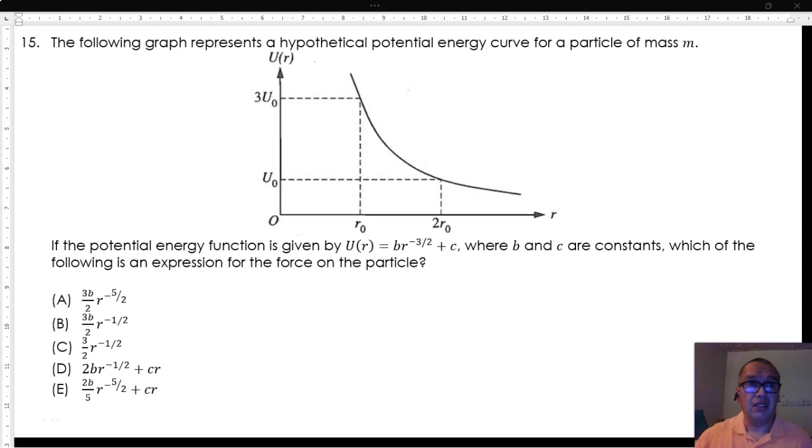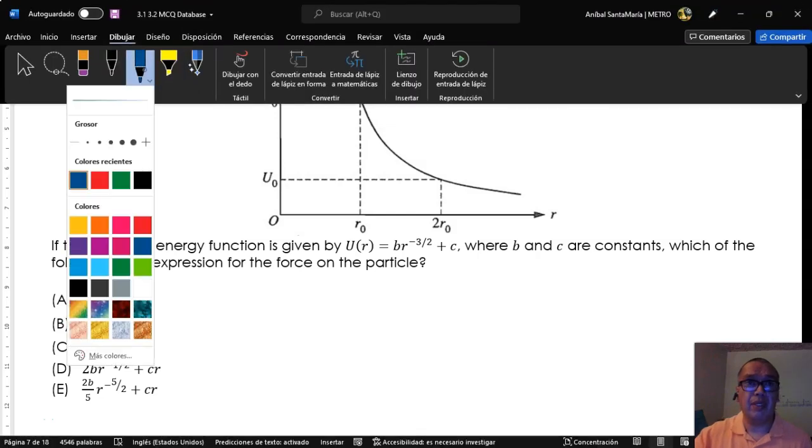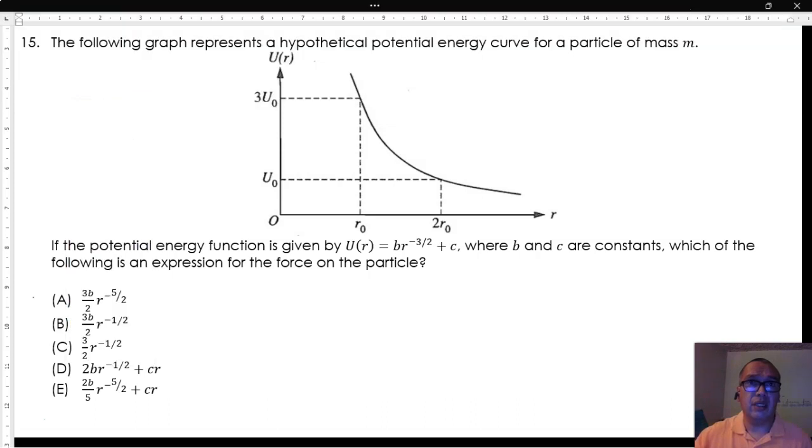15. The following graph represents a hypothetical potential energy curve for a particle of mass m. If the potential energy function is given by U(r) = b r^(-3/2) + c, where b and c are constants, which of the following is an expression for the force on the particle?